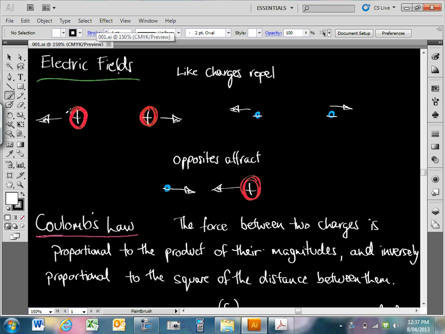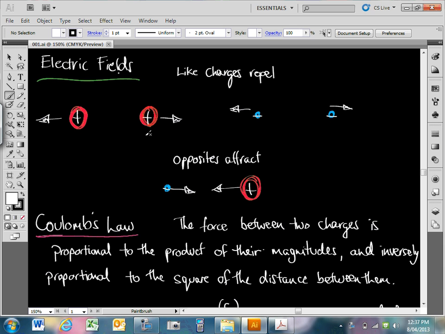Draw the red circles as protons with positive charge. They are like charges. We look at this idea that these two protons are in the middle of intergalactic space with no other charges around them at all.